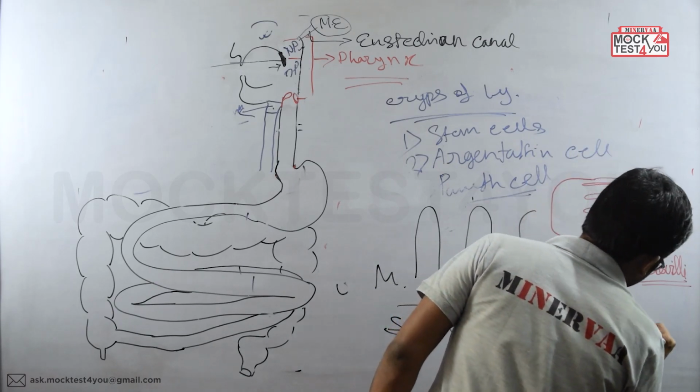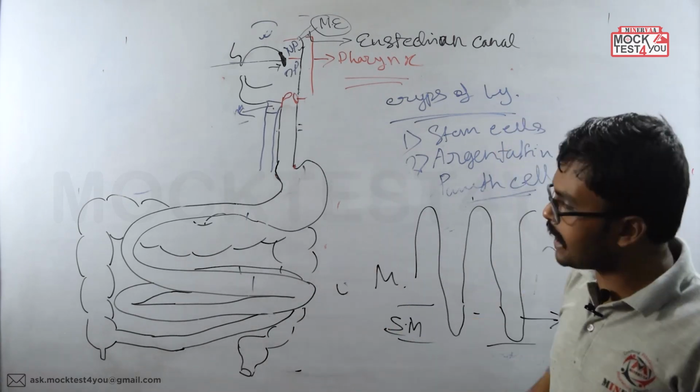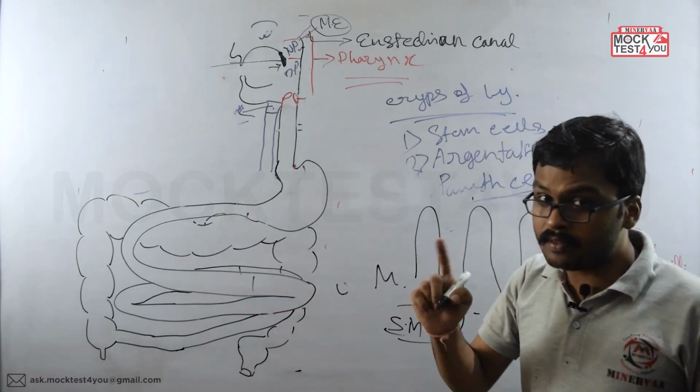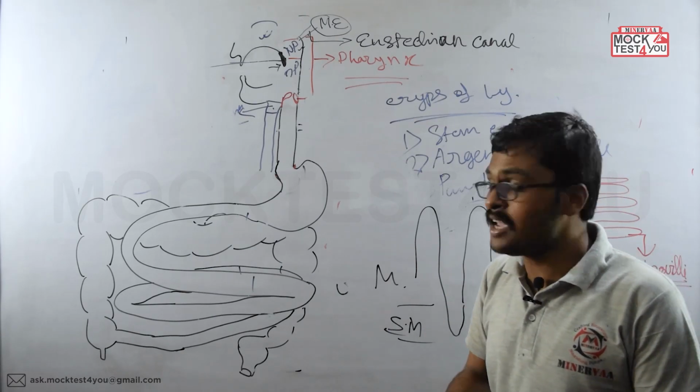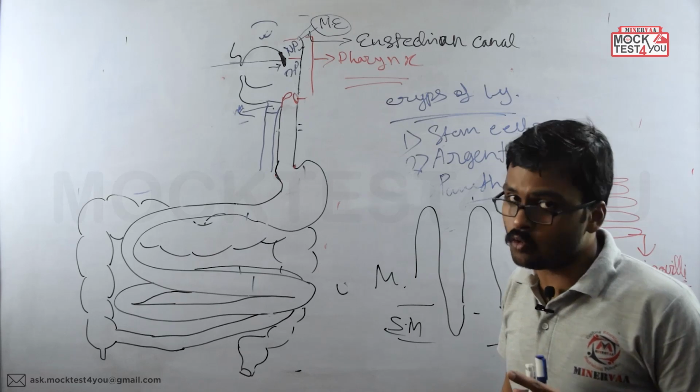Okay, Brunner's gland. Now, what is the function of Brunner's gland, which is present in the duodenum region? It secretes some alkaline mucus over here. What does it secrete? It secretes alkaline mucus over here.